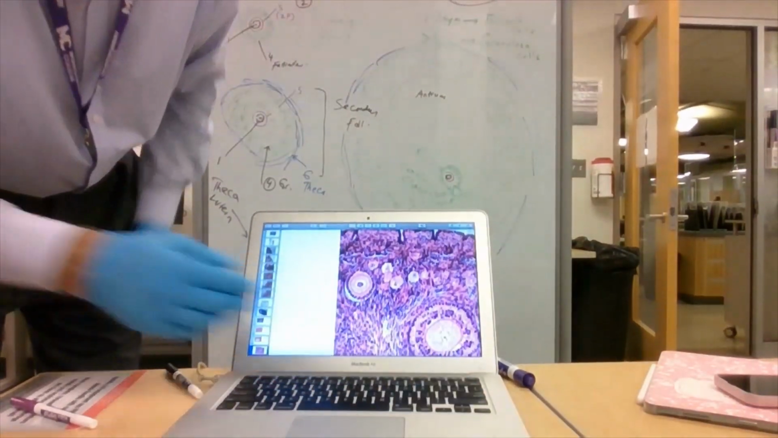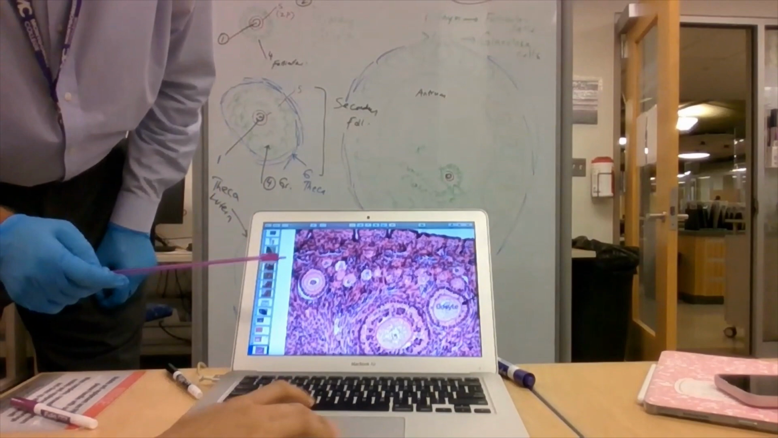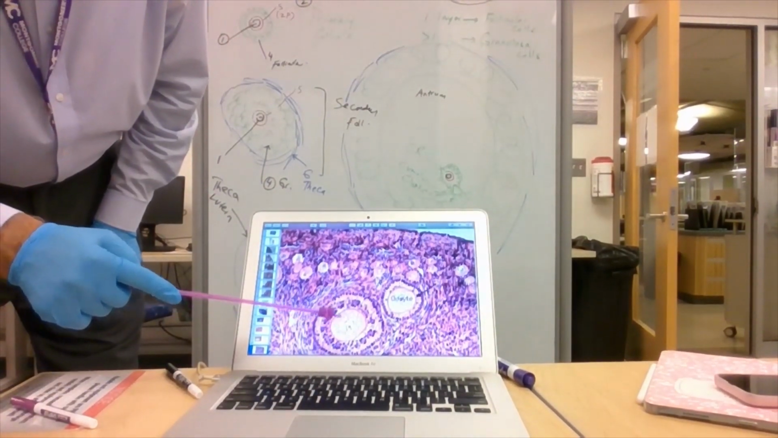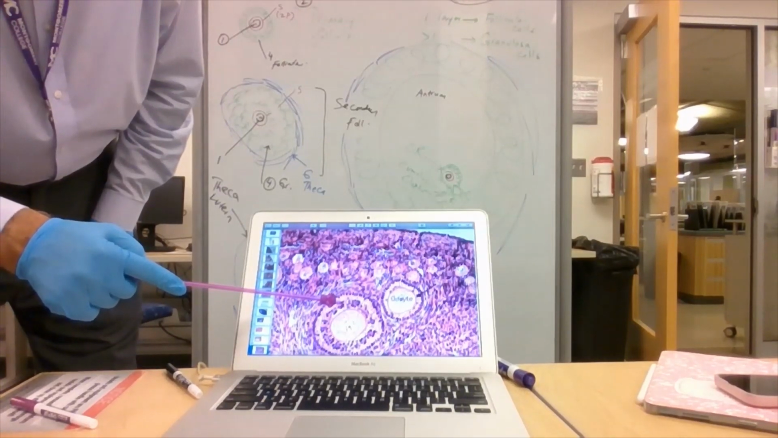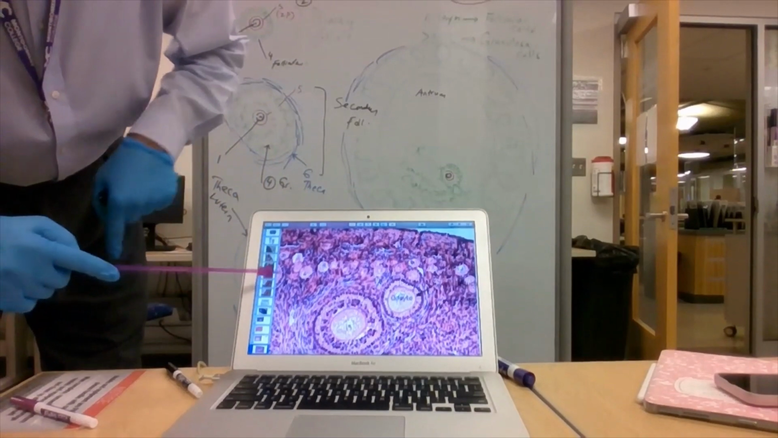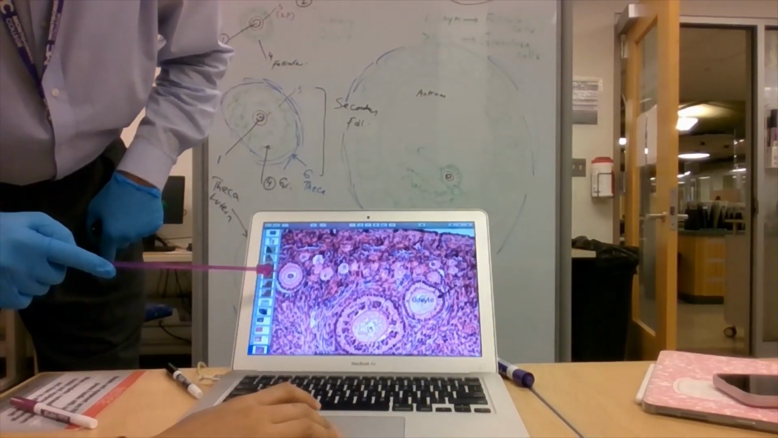Okay, right? Here also you can see that. So this is still a secondary. Agree? This is the oocyte, the zona pellucida. What cells are these? Granulosa.